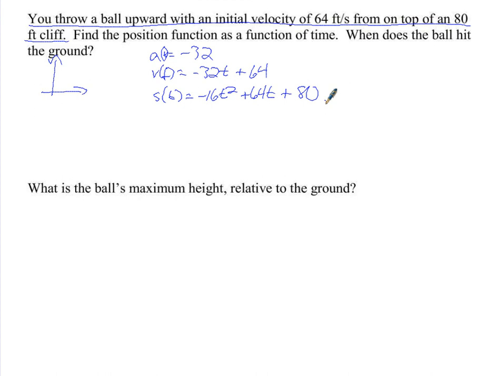So there's your equation. All right, we want to find the position function as a function of time. That's it right there. When does the ball hit the ground? When your position is 0. So what do I do? Set it equal to 0.